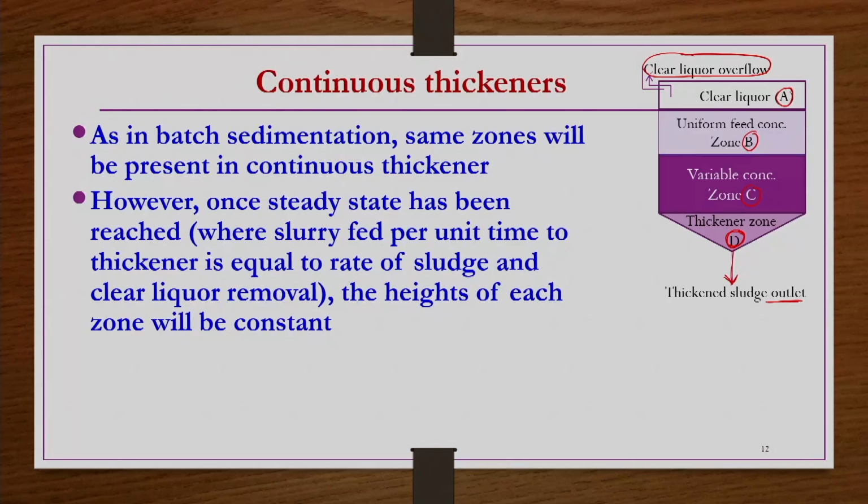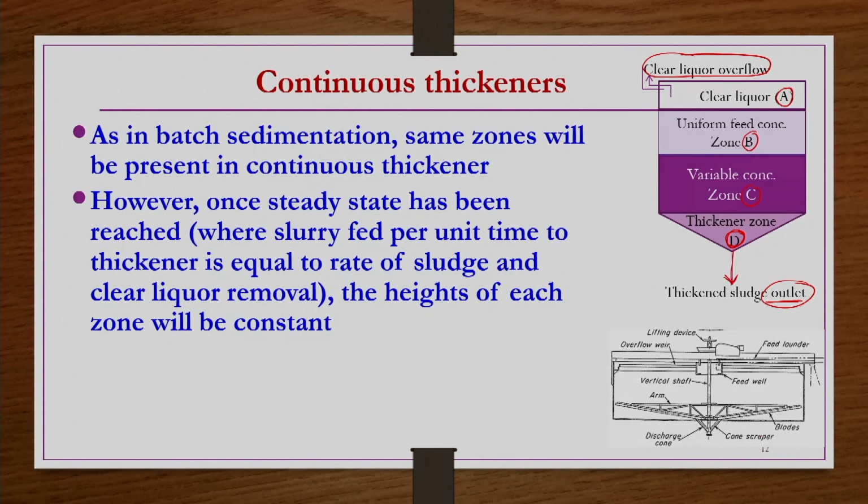What does steady state mean here in this case? Whatever the rate of feed allowed into the thickener, that must be equal to the rate of sludge and clear liquor removal. Whatever the rate of sludge removal and the rate of liquor removal, if that is balanced by the rate of feed into the thickener, then we can say a steady state has been achieved. Under such steady state conditions, the height of individual zones will remain constant in a continuous thickener.